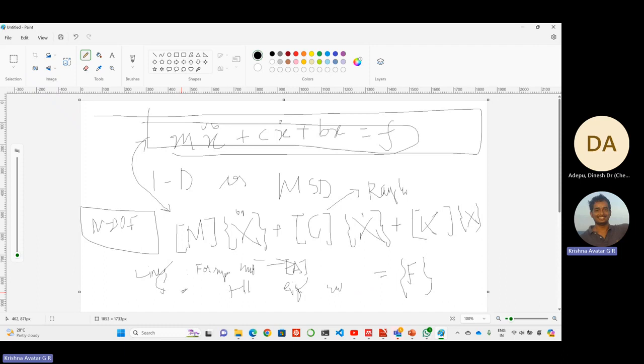After doing some manipulations, we'll get some matrix, say M prime, and some vector, say U double prime. Likewise, C prime, a matrix, times U prime, plus K prime times the U vector, is equal to some F prime. Now you'll ask me, okay, what was the need to do this? The thing is, M prime, C prime, and K prime will be diagonal in nature.